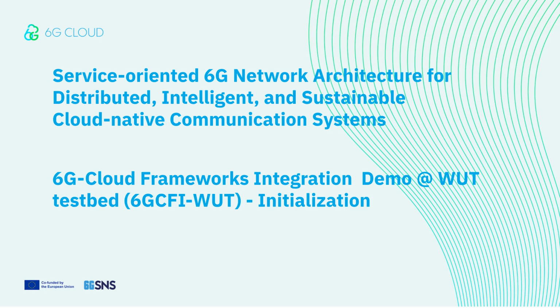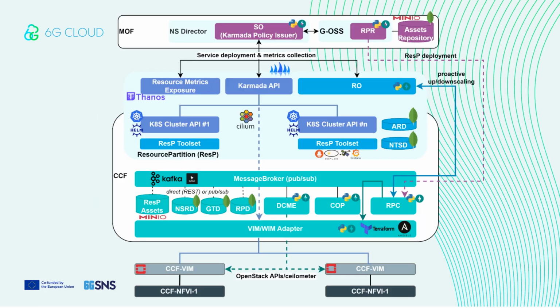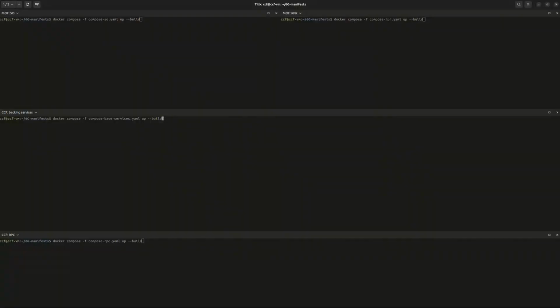Welcome to the initialization of the WUT testbed. Before proceeding to the initialization, we would like to remind you of the implementation architecture. We deploy the 6G-Cloud framework as a set of containerized applications over a virtualized infrastructure. To run the system components, we use Docker Compose.